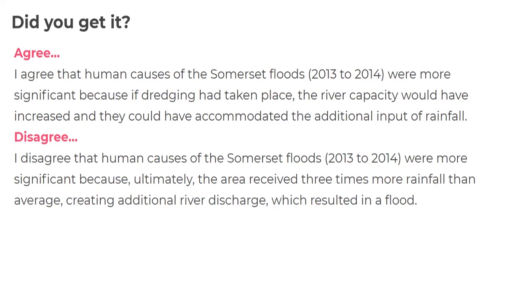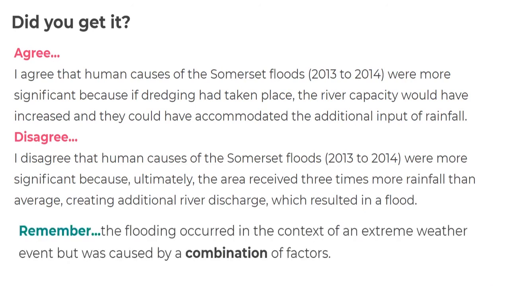So for example, I disagree that human causes of the Somerset Floods 2013 to 2014 were more significant because ultimately the area received 3 times more rainfall than average, creating additional river discharge, which resulted in a flood. But just remember that the flooding occurred in the context of an extreme weather event, but it was also caused by a combination of other factors linked to human activity. So it is very difficult to decide which is the most significant because they all link together.